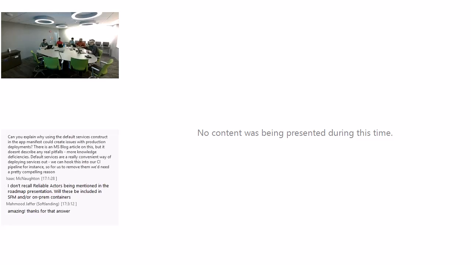Let's see. Can you explain why using default services construct in an app manifest could create issues with production deployment? There's an MS blog article on this, but it doesn't describe any real pitfalls or knowledge deficiencies. So basically, it's a question about default services. Are they a convenient way of deploying my services, but should I really use them? I think I know which blog you're talking about. It's one written by Larry Wall, who's a premier developer, Microsoft consultant kind of guy.